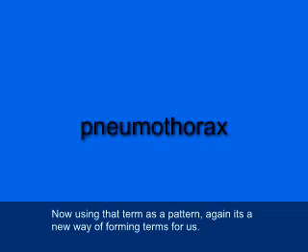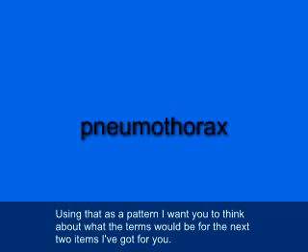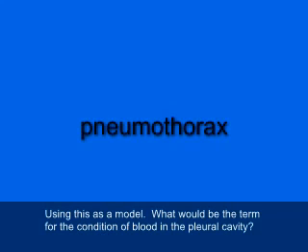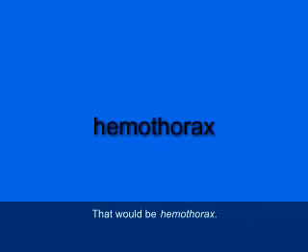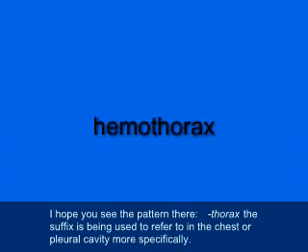Now, using that term as a pattern, again, it's a new way of forming terms for us. Using that as a pattern, I want you to think about what the terms would be for the next two items I've got for you. Okay, using this as a model, what would be the term for the condition of blood in the pleural cavity? Well, that would be hemothorax. Hemothorax. I hope you see the pattern there.